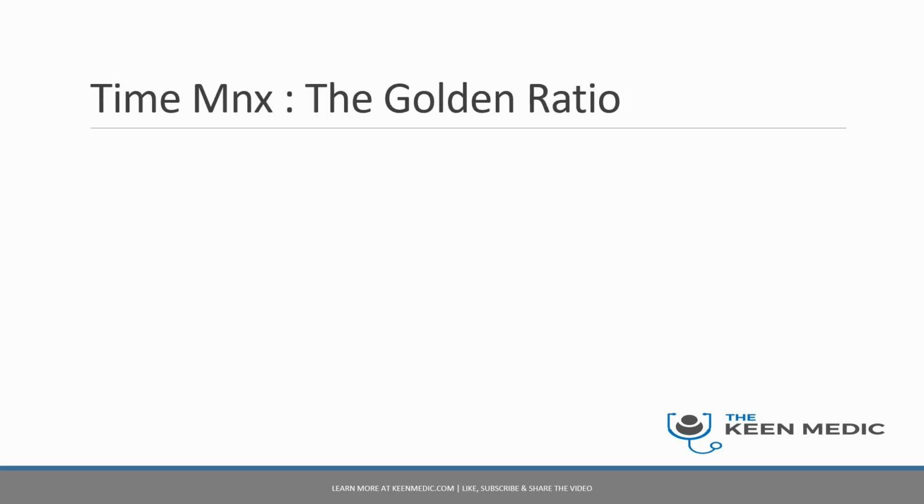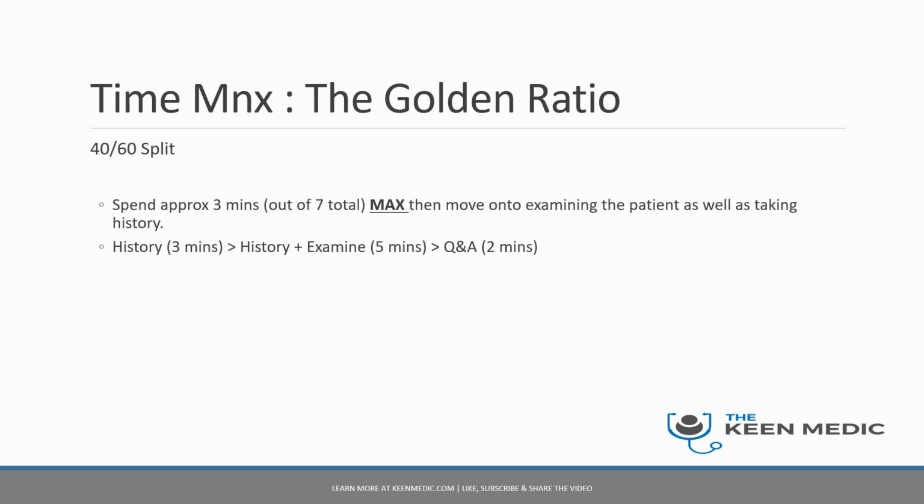So in terms of time management, for the history taking specifically, I have come up with what I call the golden ratio. So what do I mean by that? I call it the 40-60 split. What this means is 40% of the time that you spend in the entire station, you spend purely on history. So that's roughly 3 minutes, out of the 7 to 7.5 minutes that you get with the patient.